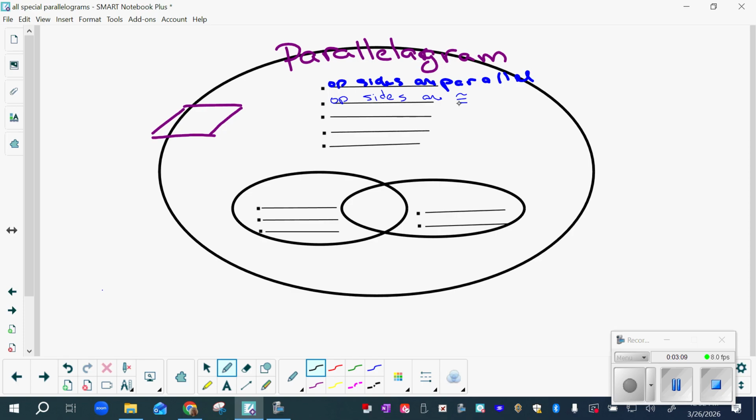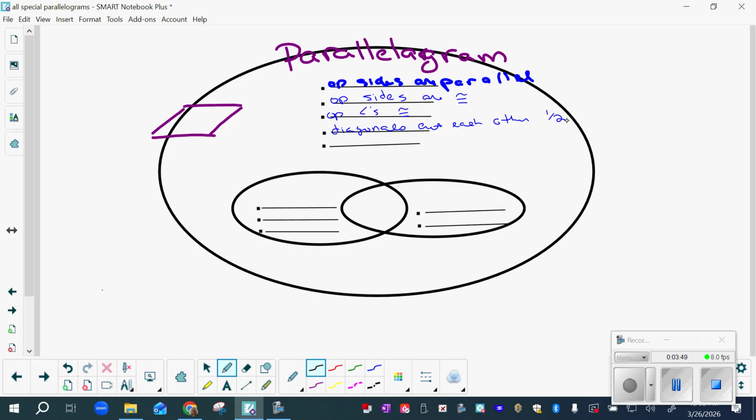I think Tino gave me opposite angles. Opposite angles congruent. There's 2 more. Some about the diagonals. Diagonals are not the same. True. What do they do to each other? They cut each other in half. You got it. Diagonals cut each other in half, or bisect.